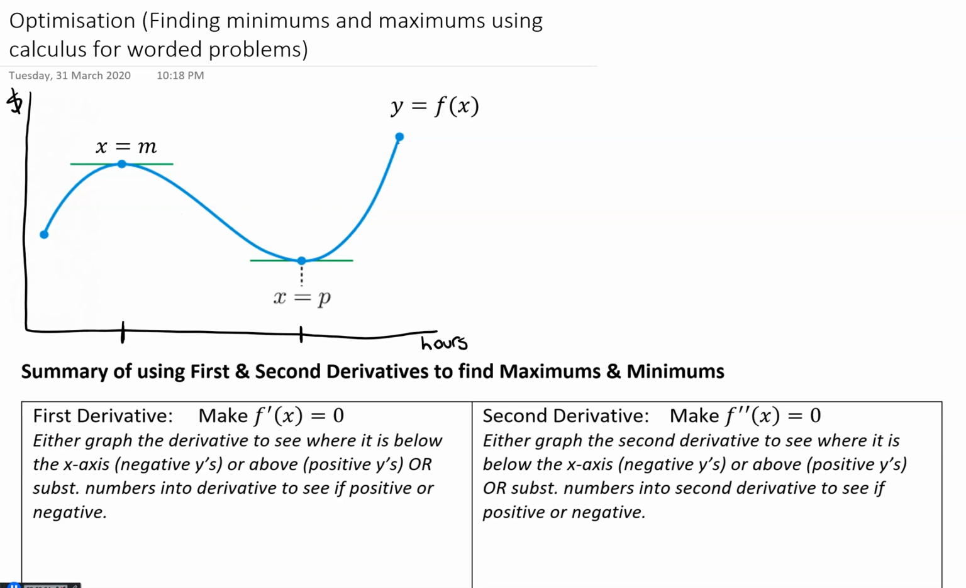Optimization is where we find the minimums and maximums using calculus for worded problems. All the mathematics in this chapter we have done before. It is just practicing in worded problems. So let's have a look at this first graph.